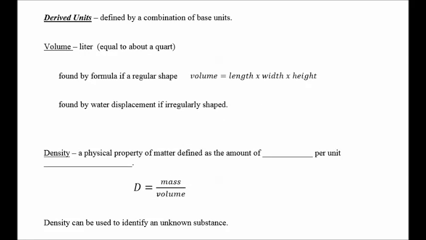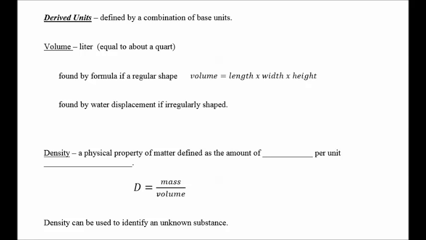We also have what are called derived units. It's a combination of the base units. For volume, we have the liter, which is equal to about a quart. If we have a regularly shaped object, volume is length times width times height. If we have an irregularly shaped object, we use water displacement with a graduated cylinder.